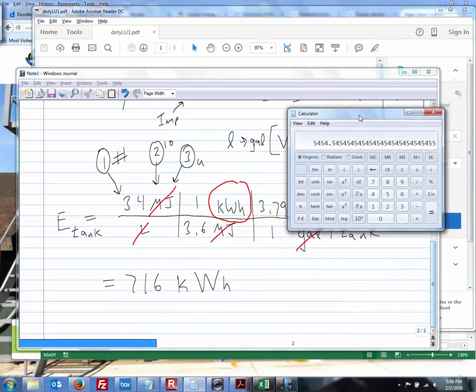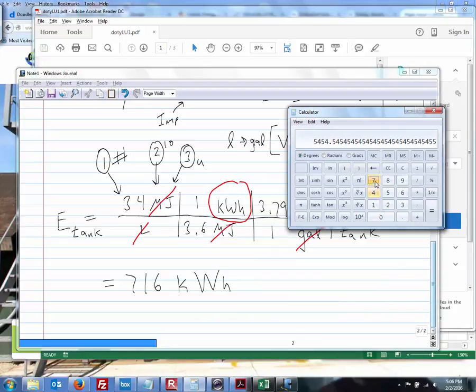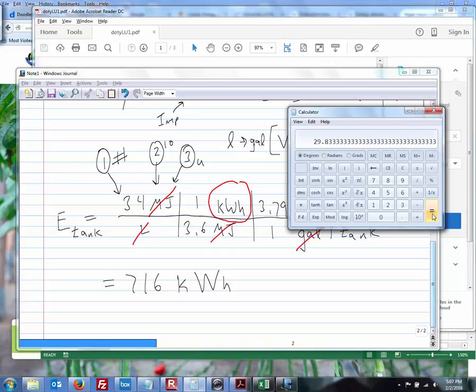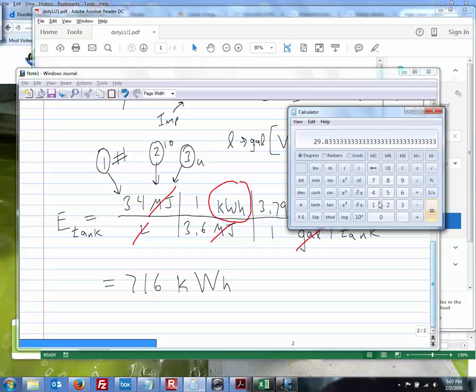Well, let's see. We can just say 716 divided by 24 equals. So if you hooked her up right, and didn't have any losses, your truck could run your house for a month. So we'll get into that a little bit more.